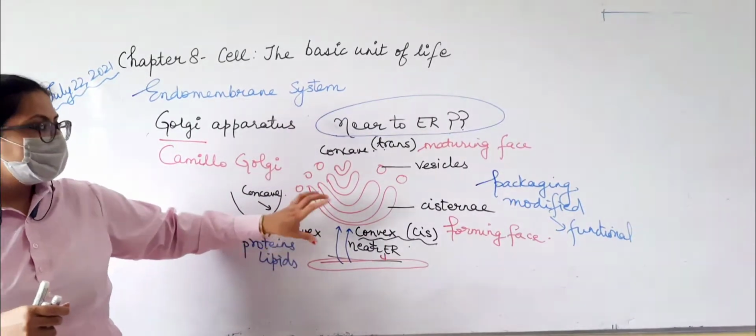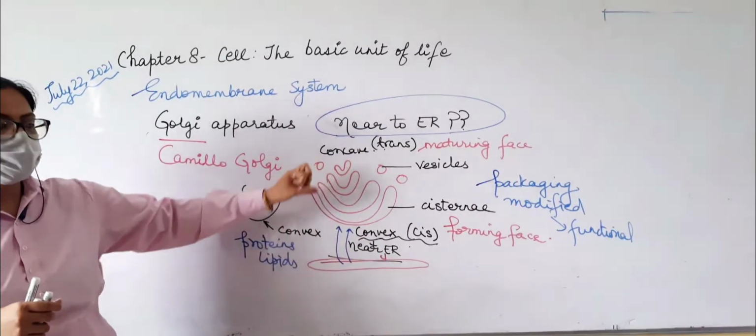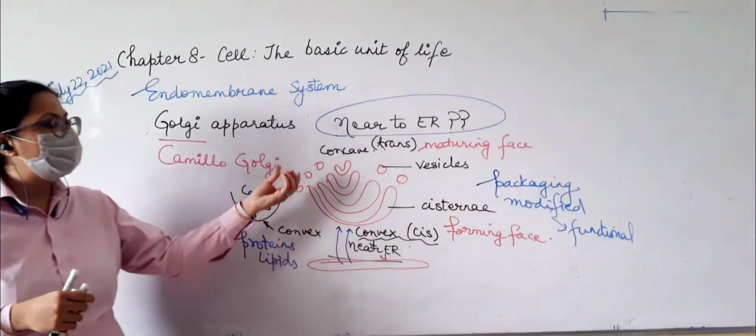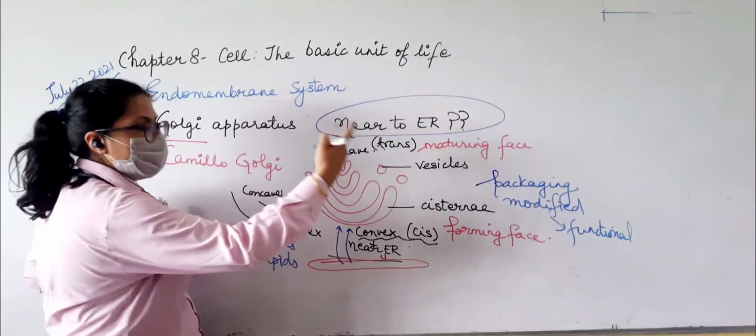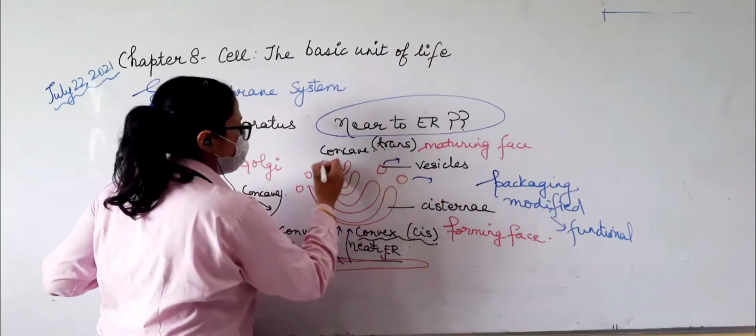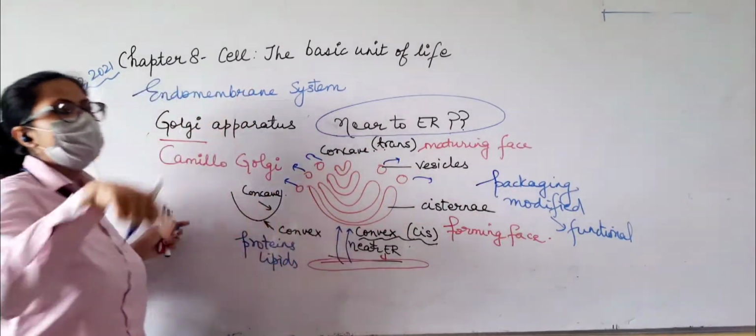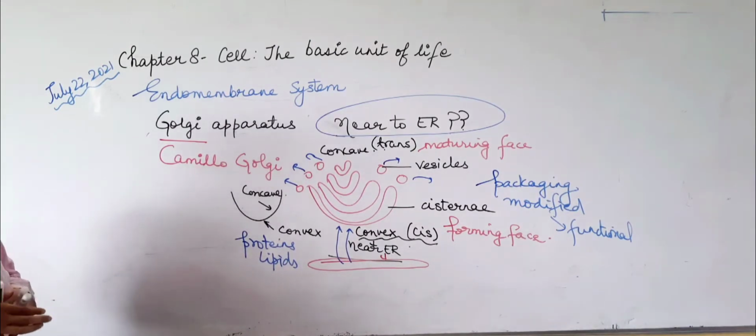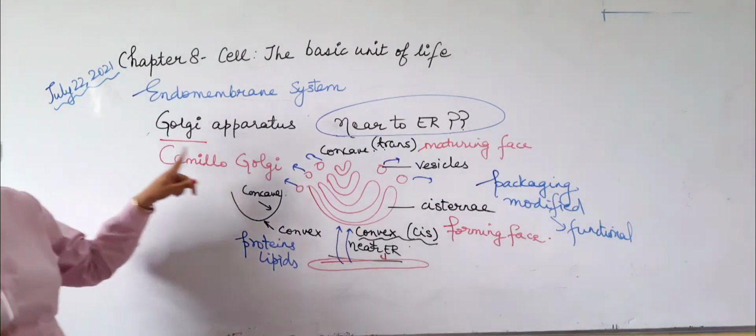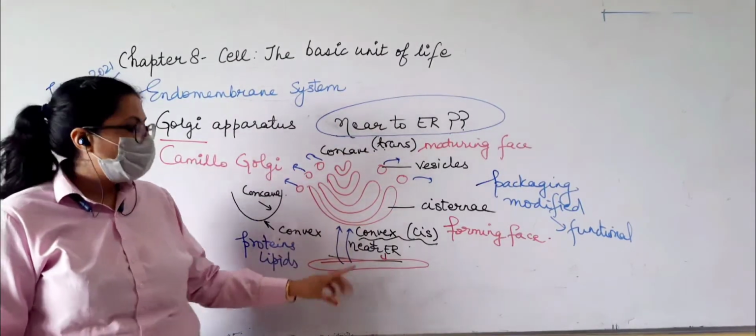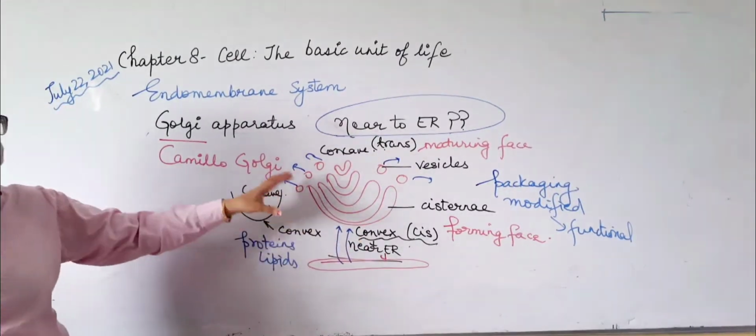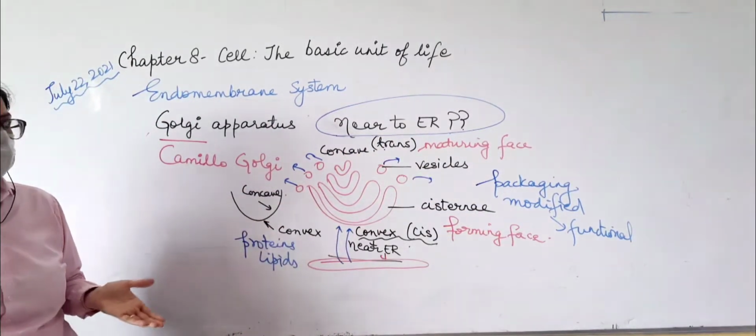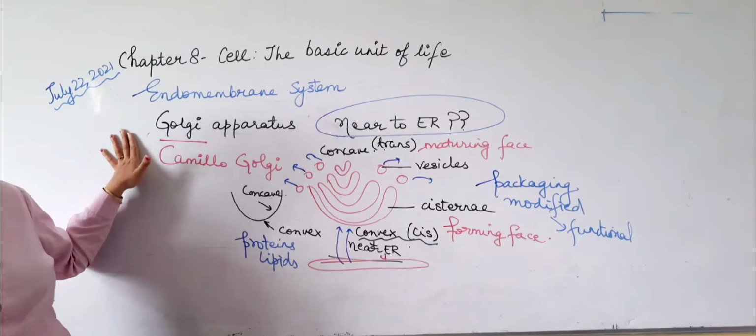What is it doing? It will take those proteins, lipids, whatever materials are being formed, it will package and modify them so that they become functional, and from these vesicles, they are released to different parts of the cell. That is how it will be transferred. So that is why the Golgi apparatus is always near to ER, because it has to take those proteins and lipids, package and modify them so that they perform their functions. So this is all about Golgi apparatus.